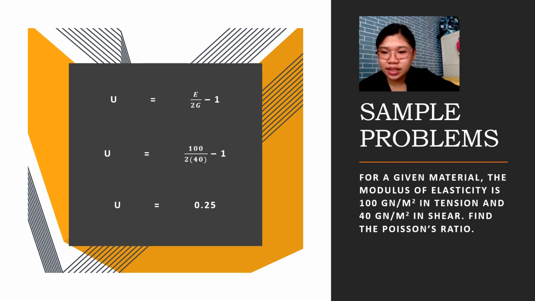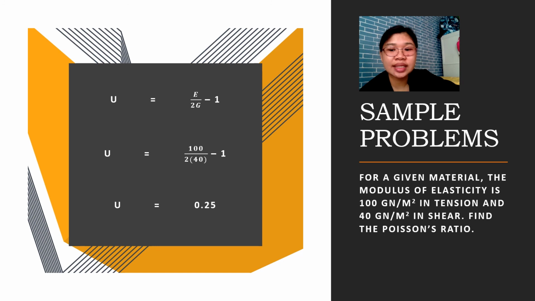And then next, for a given material, the modulus of elasticity is 100 giganewton per meter squared in tension and 40 giganewton per meter squared in shear. Find the Poissons ratio. So here, you don't need to convert giganewton per meter squared to any unit. Since we are talking about ratio, units will be cancelled lang.